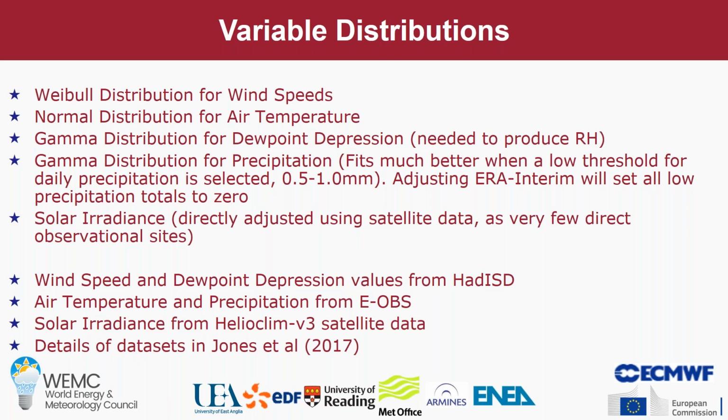There's Dutch Met Service data called E-OBS for gridding temperature and precipitation data across Europe on a daily timescale, and we use that for air temperature and precipitation. And for solar irradiance, we're using this HelioClim data set, which is available from the mid-1980s to the present.